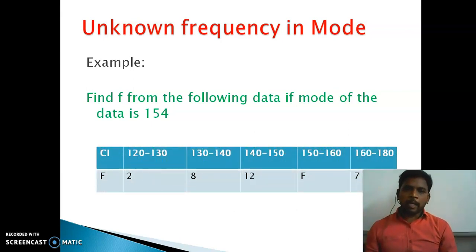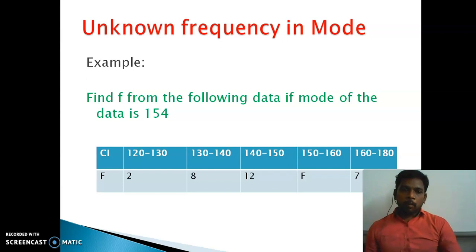Look at the data, it is continuous data. As I already told, when continuous data is given, first we have to check whether it is continuous or not. How can we check? The upper limit of the first interval will be equal to the lower limit of the next interval. So here 130, here 130. Similarly, here 140, here 140, here 150, here 150, here 160, here 160. Therefore, the upper limit of each interval is equal to the lower limit of the next interval, so the given data is continuous, right?